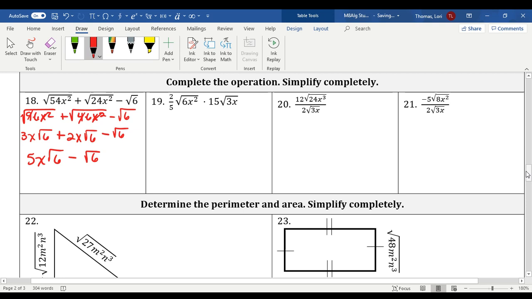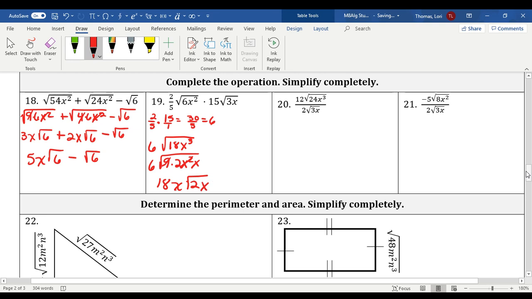So here we have 2/5 radical 6x squared times 15 radical 3x. So we're going to multiply 2/5 times 15. So that's going to give us 30 over 5, which is 6. So my coefficient is 6, and then my radicand is going to be 6 times 3 is 18, and x squared times x, using our product rule, is x to the third. We're going to rewrite 18 into 9 times 2, and then x squared times x. The square root of 9 is 3. 3 times 6 is 18. The square root of x squared is x, and we're left with radical 2x.